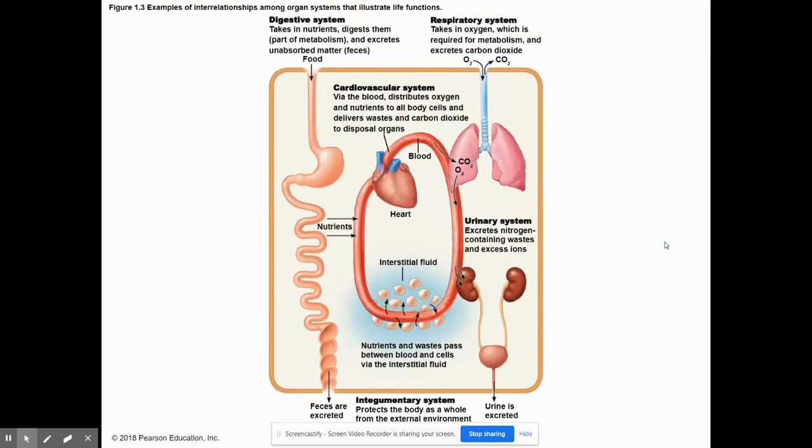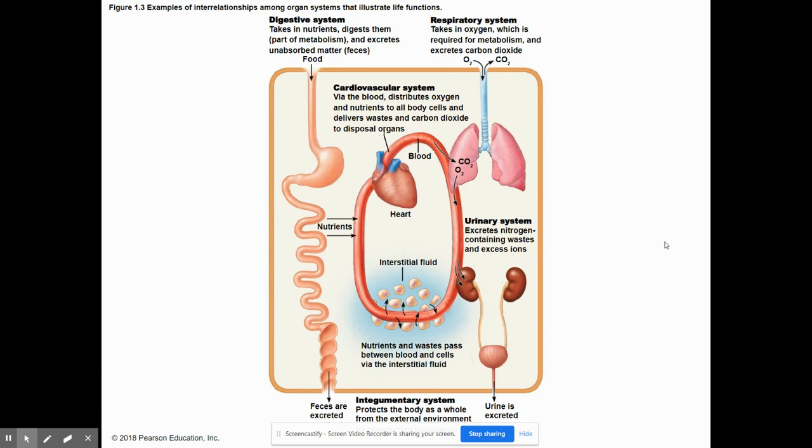So this diagram just shows examples of relationships between organ systems that illustrate the life functions. The digestive system takes in nutrients, it digests them, which is part of the metabolism, and it excretes unabsorbed matter in the form of feces. The respiratory system takes in oxygen, which is required for metabolism, and it excretes carbon dioxide. The cardiovascular system, via the blood, distributes oxygen and nutrients to all body cells and delivers waste and carbon dioxide to disposal organs, such as the kidneys.